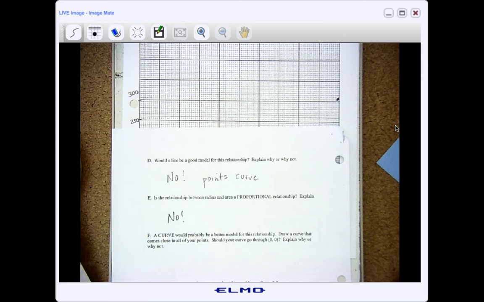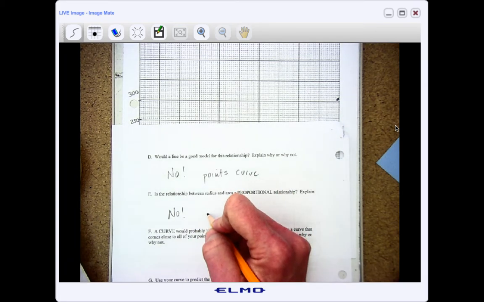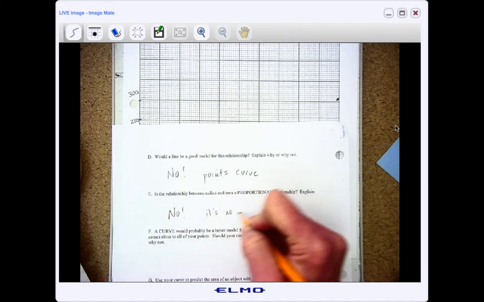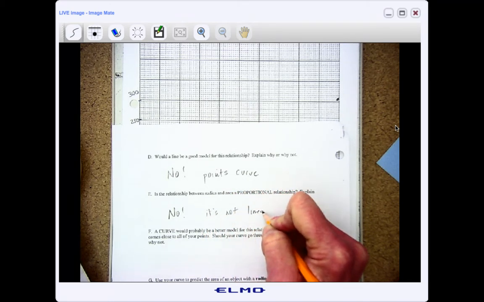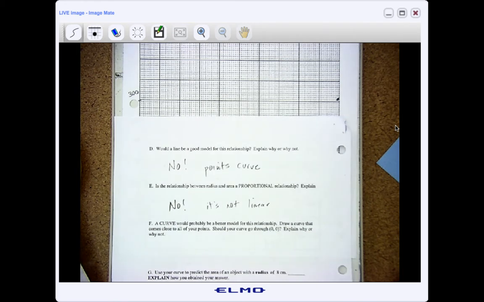So let's see. Next question is a curve. Okay, so I guess proportional, no, it's not linear, because that's the first requirement. A curve would probably be a better model for this relationship. Draw a curve that comes close to all of your points. Should it go through 0, 0?